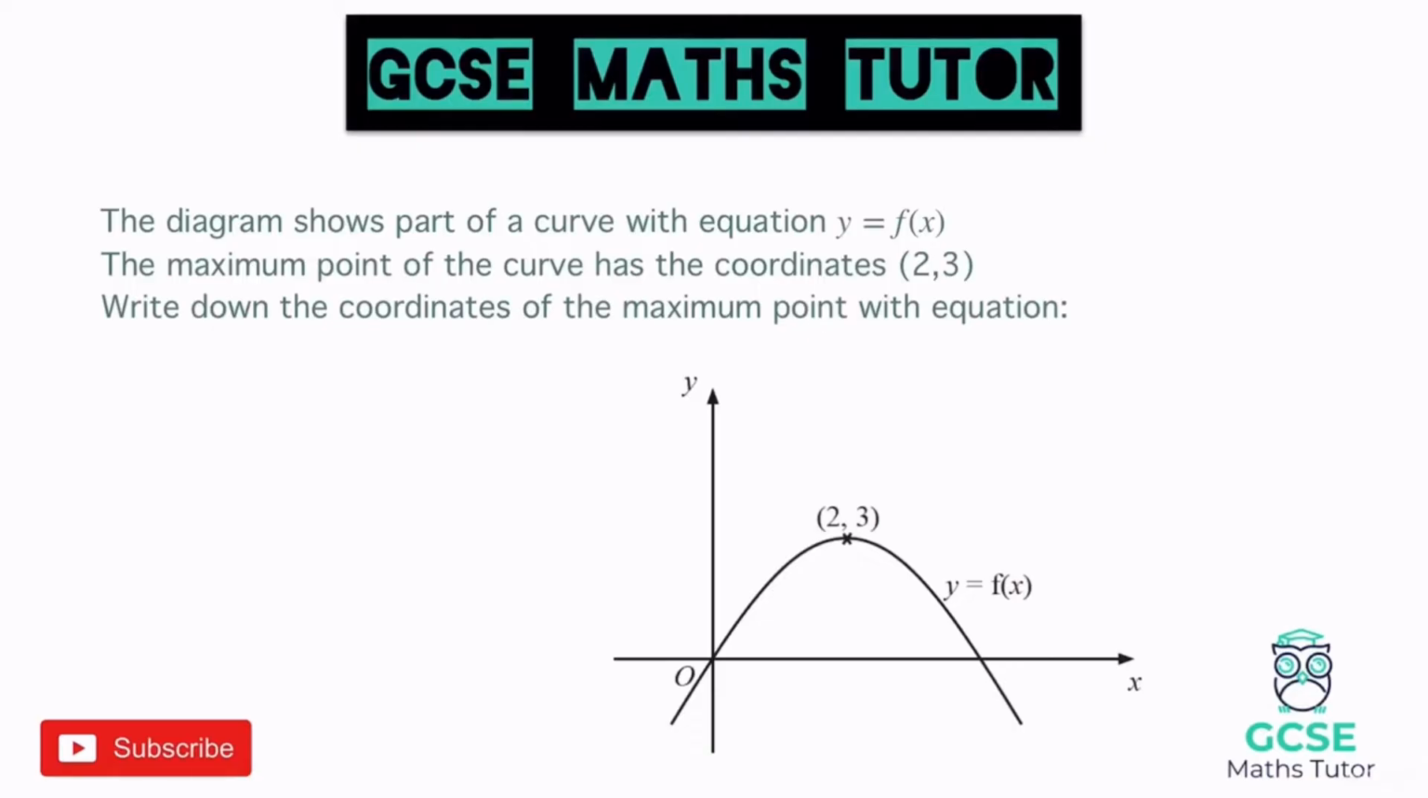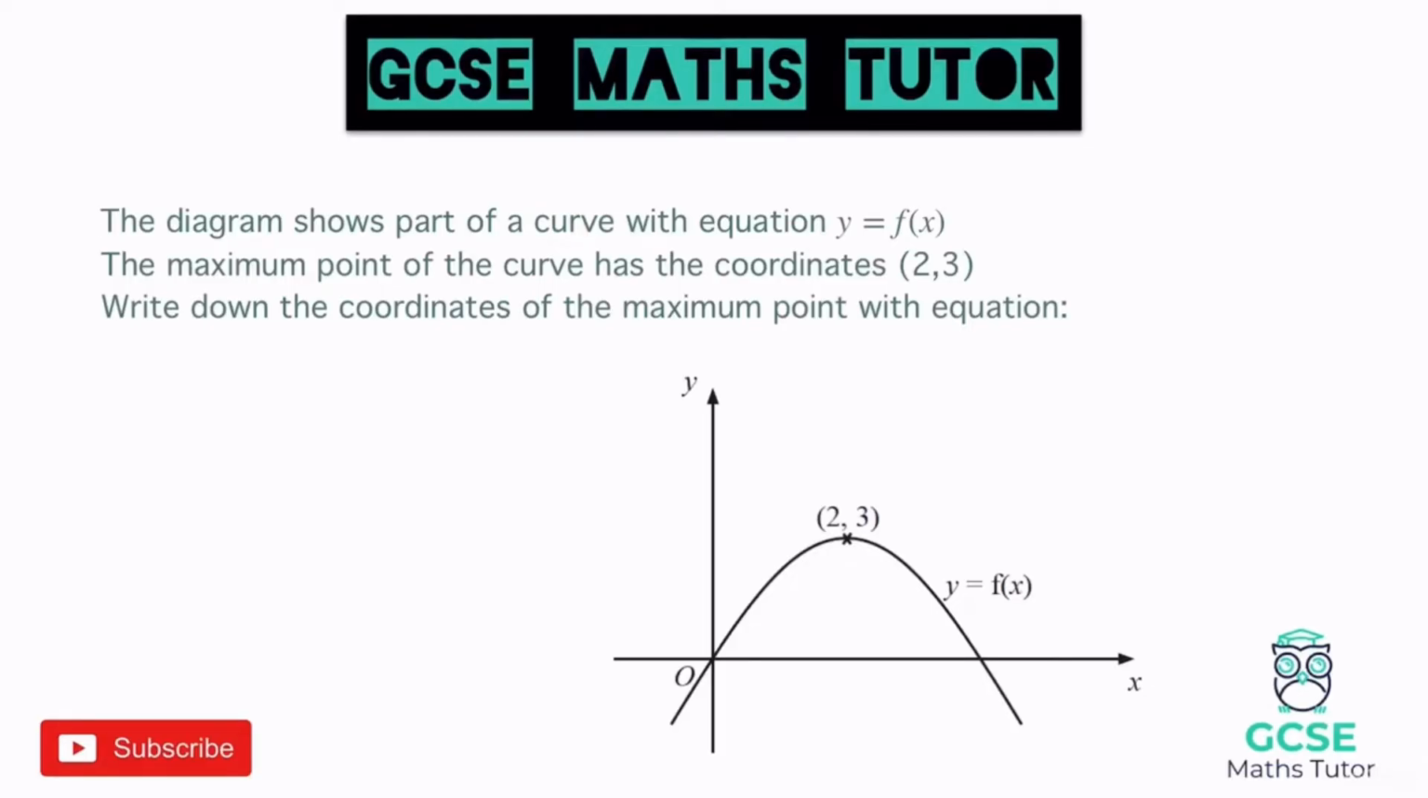Okay, so this question says the diagram shows part of a curve with equation y equals f of x. Okay, so it's the function of x. We don't know what the equation of the curve is. That f of x, the function of x, just means with a particular equation. Okay, so it says the maximum point of the curve has the coordinates 2, 3. Write down the coordinates of the maximum point with the equation, and we're going to discuss some of these different types of equations. But this is typically how a question would be phrased.